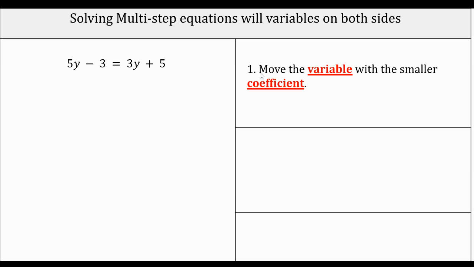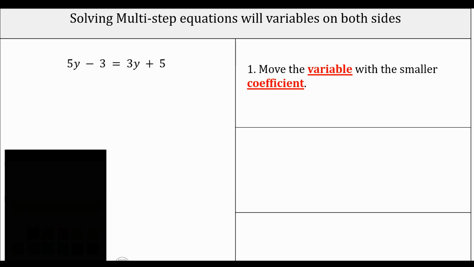But we're going to move the variable with the smaller coefficient. Remember, coefficient means the number in front of the variable. Variable is the letter that represents the unknown number. So here we have 5y and we have 3y. So 3y is the term with the smaller coefficient. So first, before I even do that, we're going to draw those train tracks.